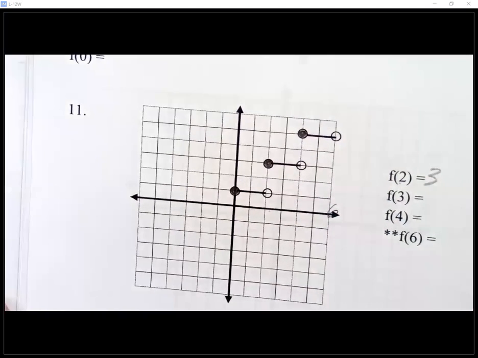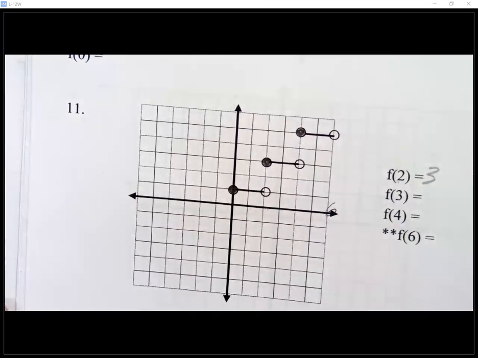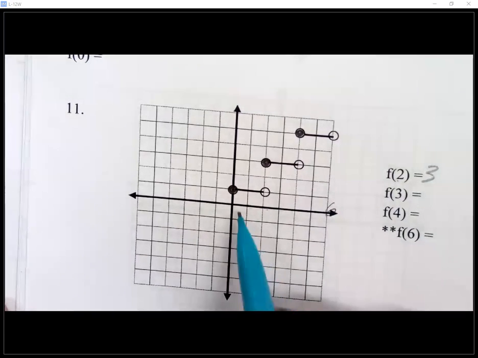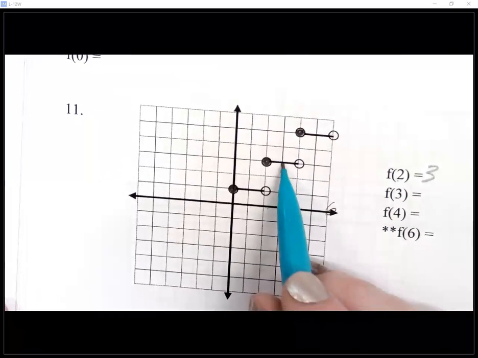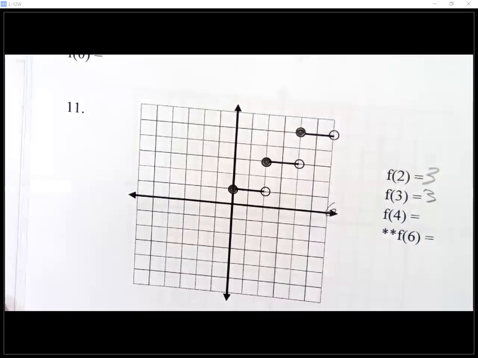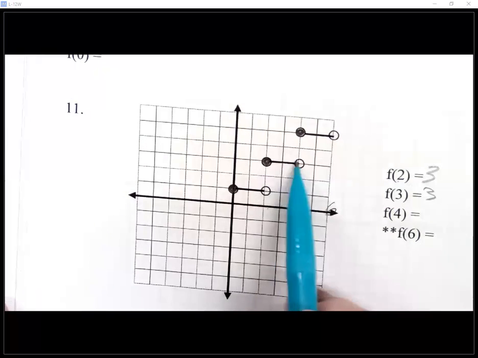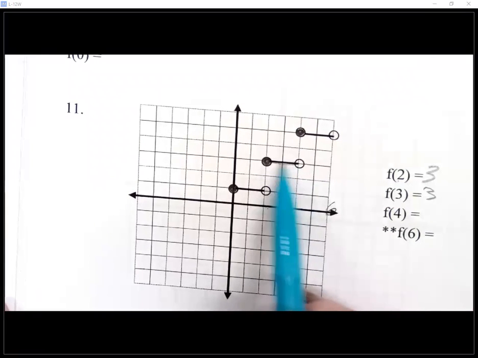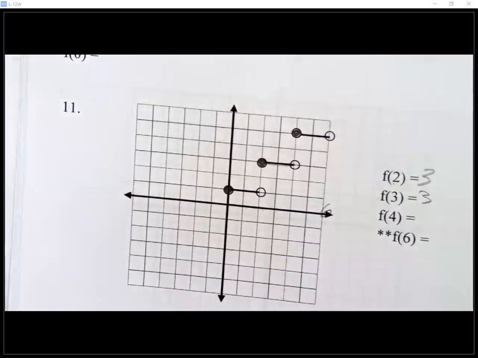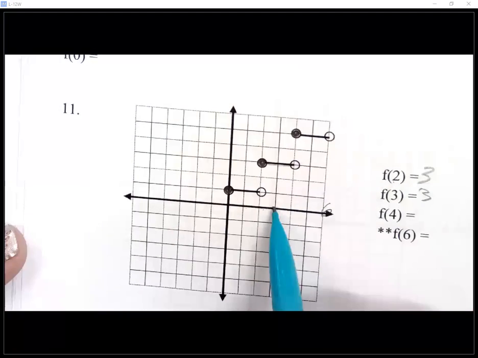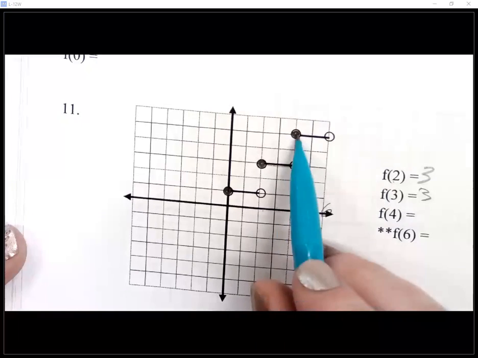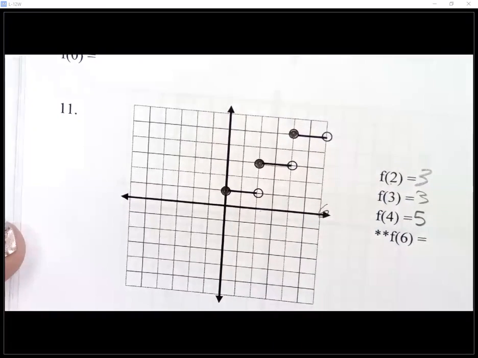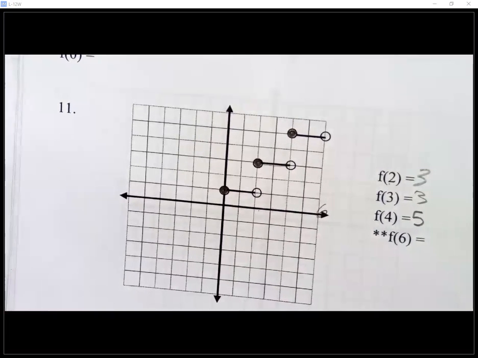f of 3 would be 3 again. Sorry, it could still be even if there's no dot, because the line represents it. So anywhere where there is a line or a dot. f of 4. No, 5. Now, great question. f of 6, what's that?